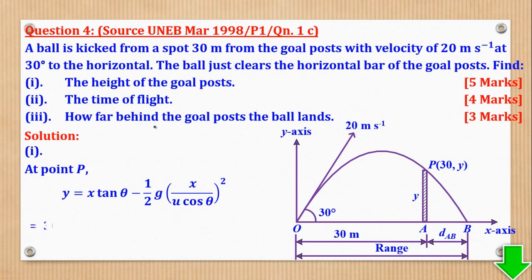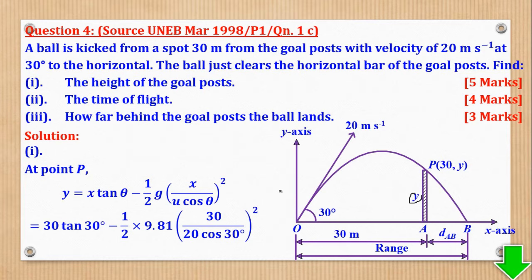So I'll come and substitute for, I don't know the value of y, it is what I'm looking for, but x, I know it. So substitute for x, substitute for theta, which is here. g is a constant, x, I know it, then theta, I know it, and u, I know it. Meaning I can get the value of y, and that will be the height of the goal posts.